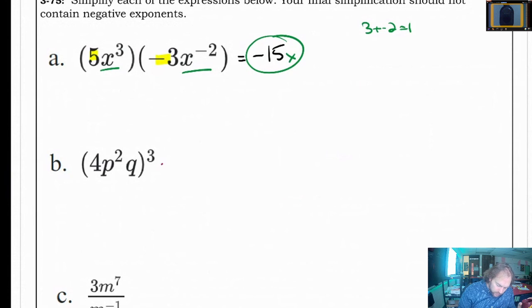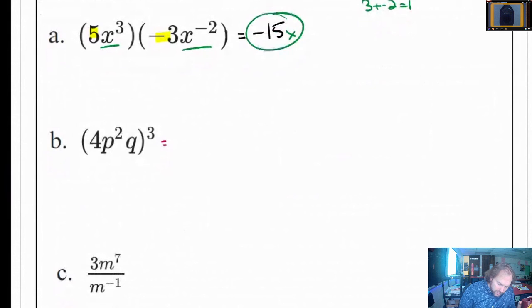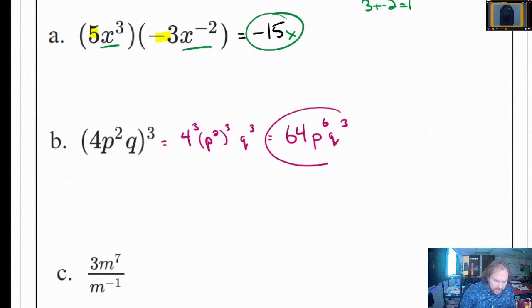Question 4. We're going to raise everything to the third power. 4 gets raised to the third power. P squared gets raised to the third power. And Q gets taken to the third power. So 4 to the third power, I don't expect anybody to know that off the top of their head, but use a calculator. It's 64. P squared to the third is going to be 2 times 3, which is P to the 6th power, and Q to the third power is going to be the answer there.